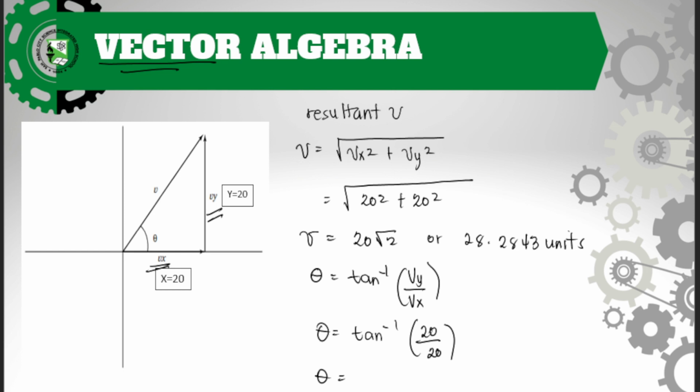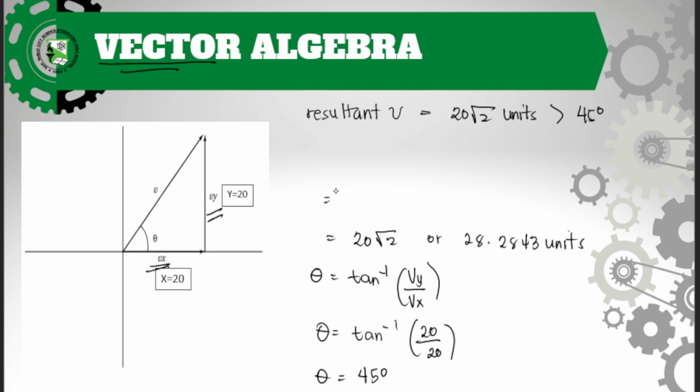Lagyan na natin 45 degrees. So, resultant vector v is equals to 20 square root of 2 units at angle 45 degrees. Okay? So, that is for x and y component that is positive or both on the positive axis. Okay? So, madaling isolve kapag ganon.